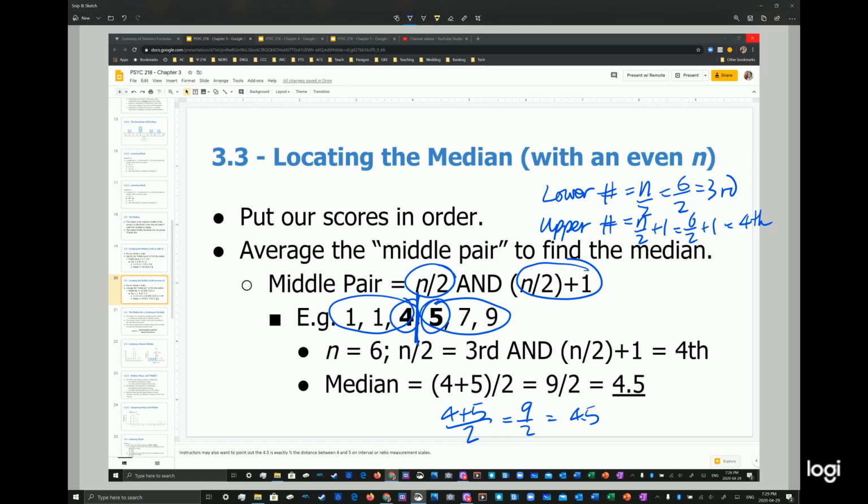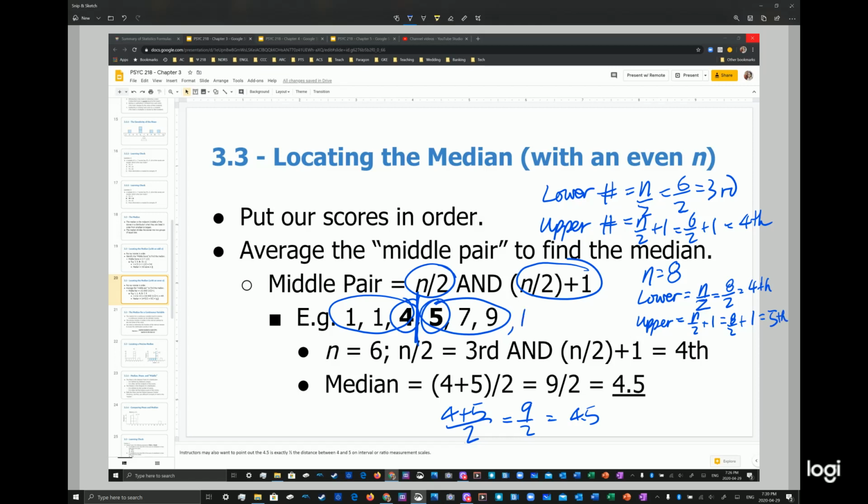So we can do a quick test here. Instead of 6 scores, let's say we have 8 scores. So if n was equal to 8, what are the upper and lower numbers? Again, you can use math to really do this thoroughly. So for example, the lower number would be n divided by 2. So that's 8 divided by 2, that's 4. And then the upper number is that number plus 1. 8 divided by 2 plus 1, that's 5. So the fourth score and the fifth score respectively.